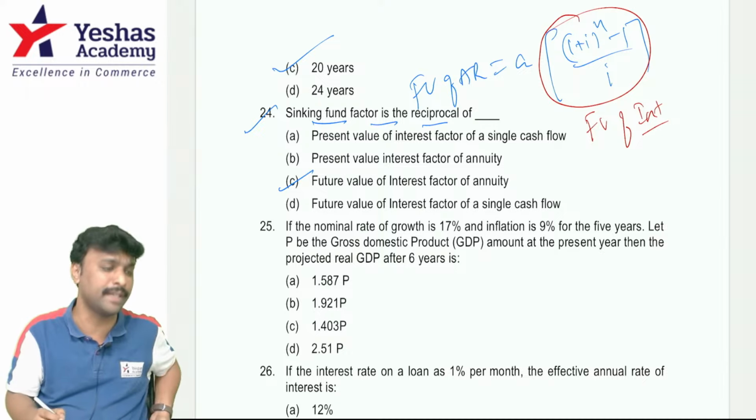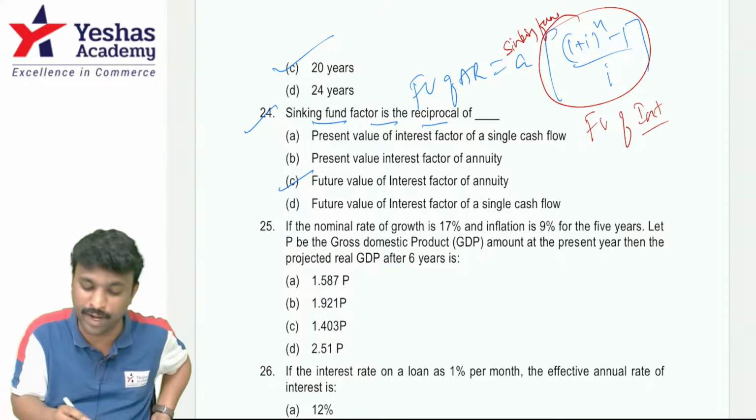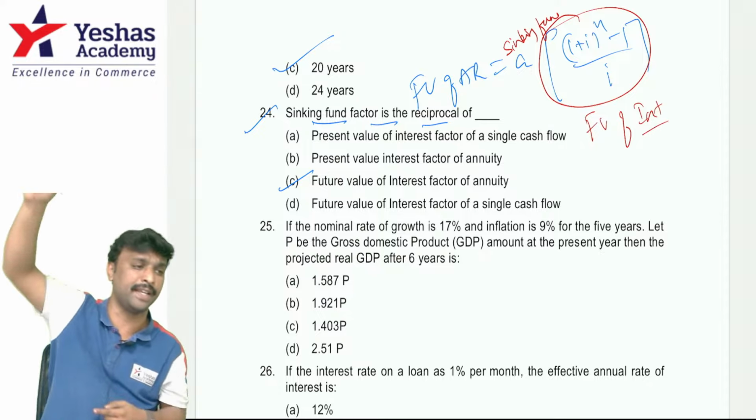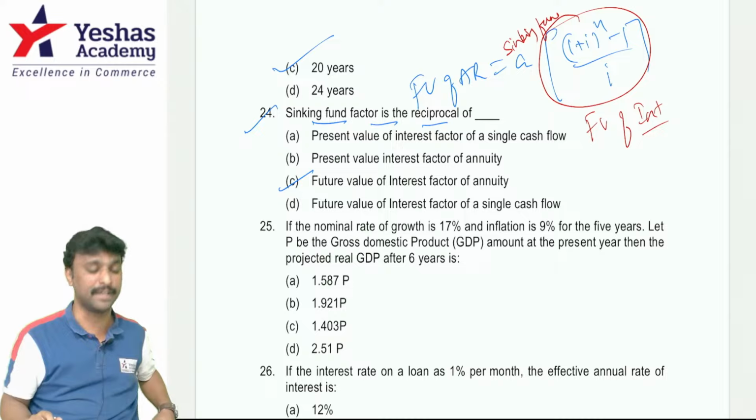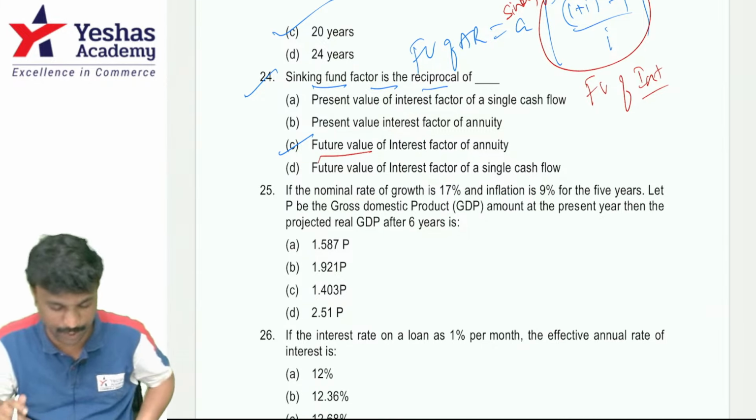In this formula, which one is the sinking fund? A is the sinking fund. So if the future value of interest factor increases, the sinking fund has to decrease. They are reciprocal to each other. Therefore, option C, future value of interest factor of annuity.